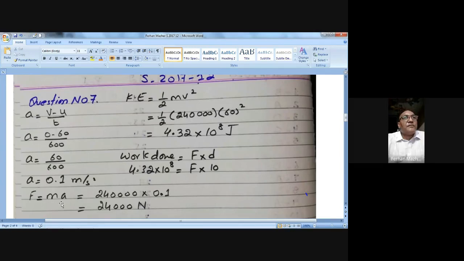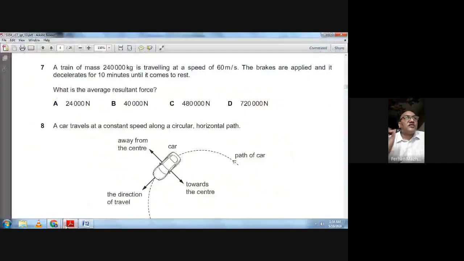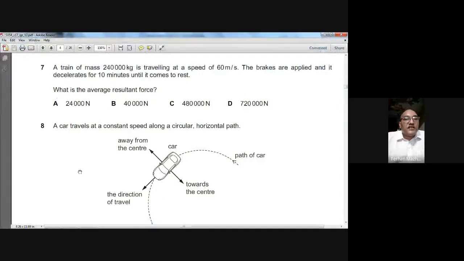F is equal to ma for resultant force. So the m is 240,000. Multiply the acceleration, 0.1. So multiply them, and you will get 24,000 Newton. 24,000 Newton is the answer. Okay, let us check. 24,000 Newton. A is the choice. Question number 7, A is the choice.